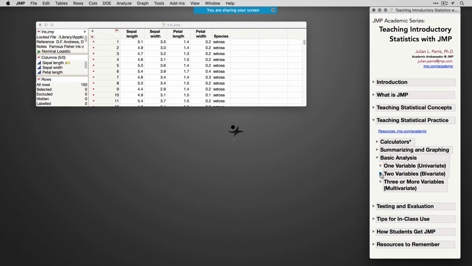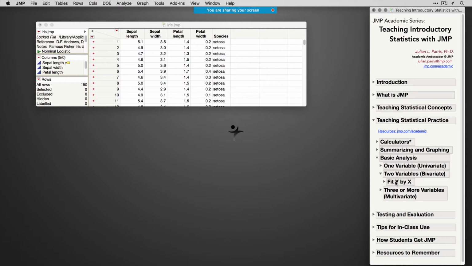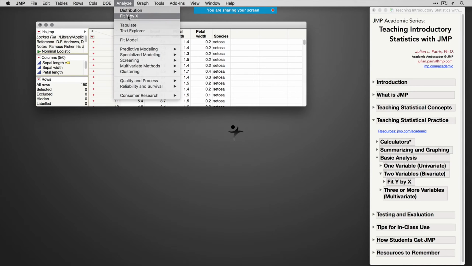For bivariate analysis, everything that counts as one variable predicting another variable all lives in one place as well. So this is Analyze, Fit Y by X.